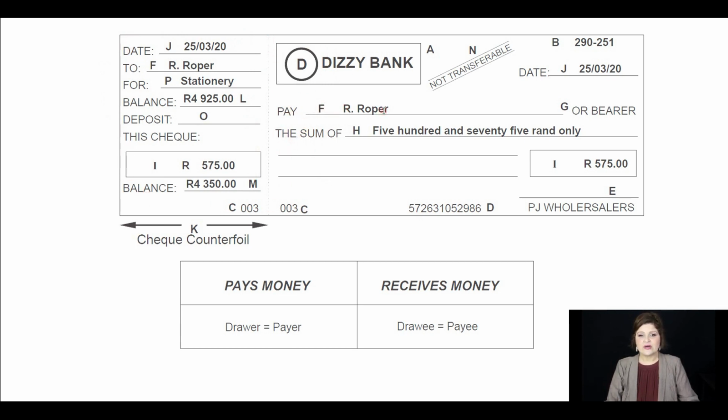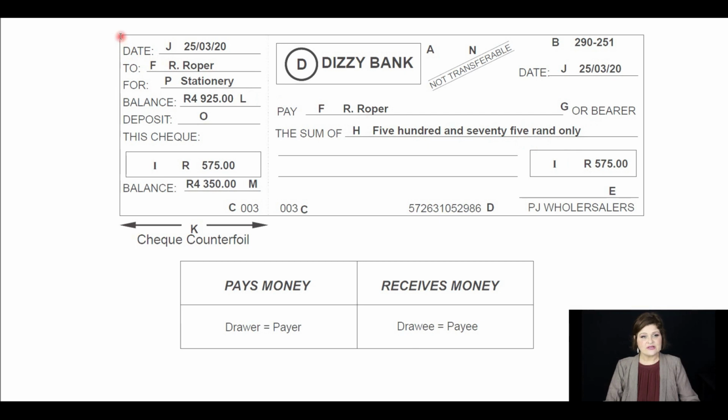Pay R. Roper, the sum of 575 Rand only, and it's been written in rands and cents as well, and that is to prevent somebody from filling another digit in front of the 5. So here there's checks and balances there. That's why it's written out in expanded notation.